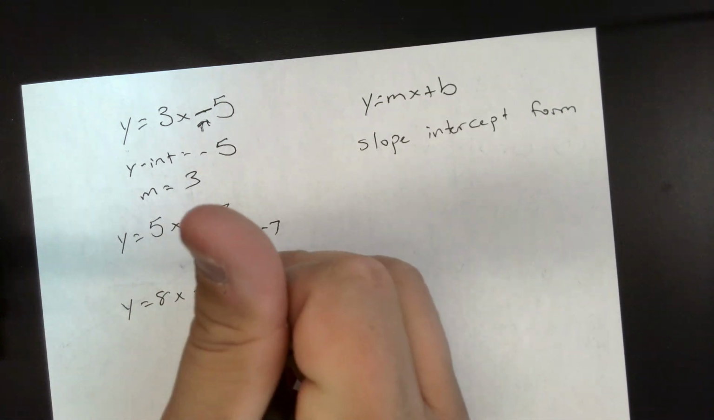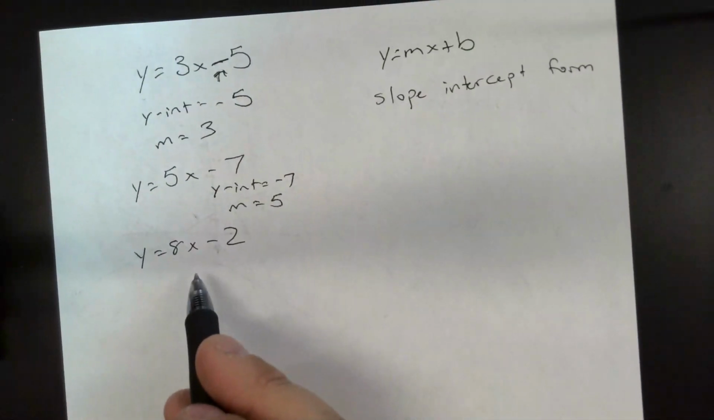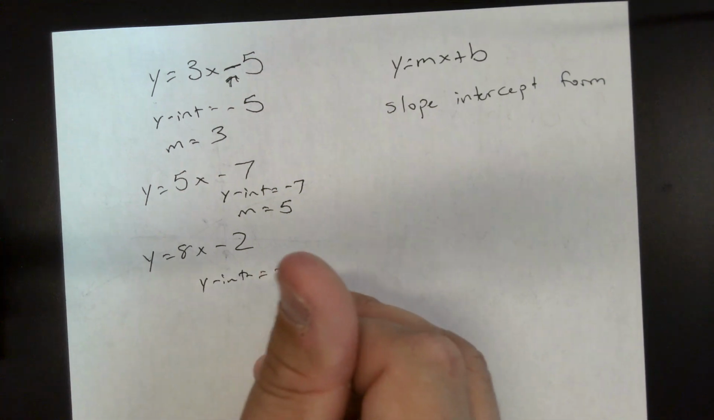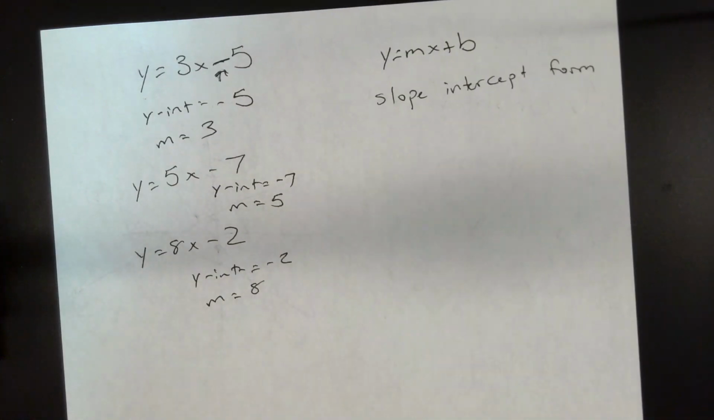Okay, what's the slope? Okay, Mallory, what's the y-intercept of this one? And the slope? Okay, and it's extremely easy when it's in that form, right? Hopefully everyone here knows how to do that right now.